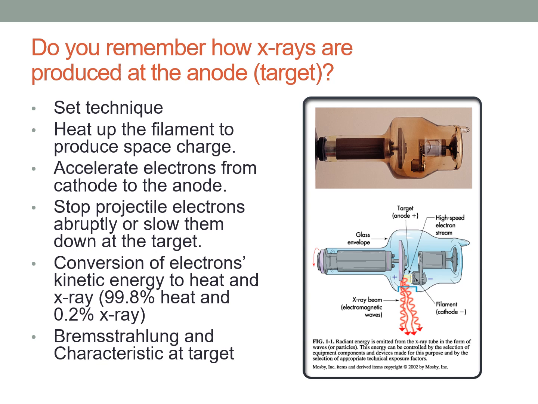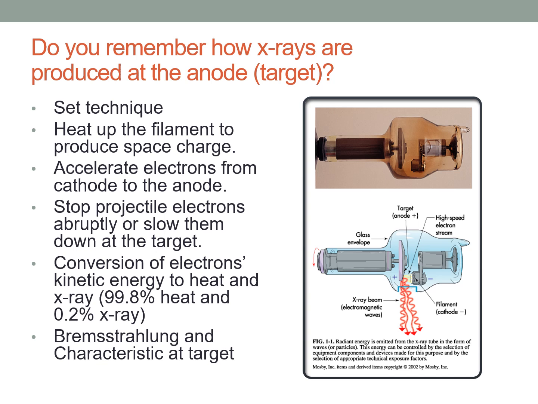If you remember back in Dawes' class and Francis's equipment class, you set the technique on the tube. That would be your kVp, your kilovoltage peak. You heat up the filament to produce a space charge. You accelerate the electrons from cathode to anode. You stop the projectile electrons abruptly, or slow them down, at the target. That is the conversion of the electrons' kinetic energy to heat and X-rays.